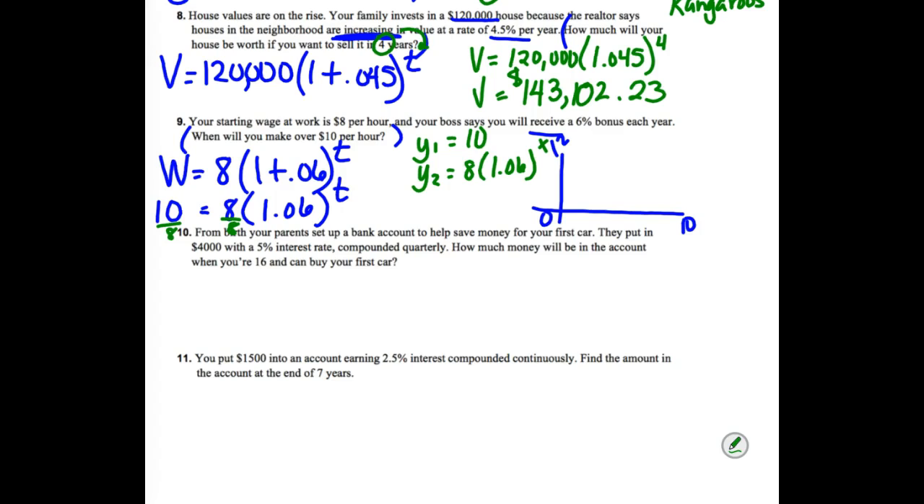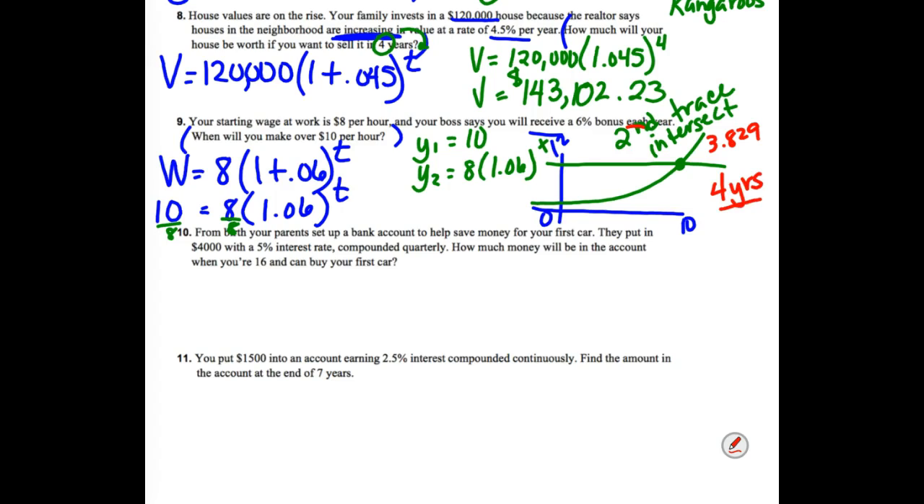So when you graph it, you should see an exponential curve, and you're looking for that line coming across at 10. And we're trying to find that point of intersection. To do that, we're going to do second trace on our calculator, and we're going to choose intersect. And the value we get for that is 3.829. Now, it says we get the bonus at the end of each year, so we need to round that up. It's going to take us 4 years to be making at least $10.